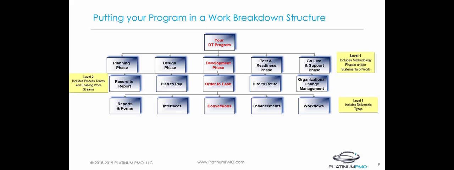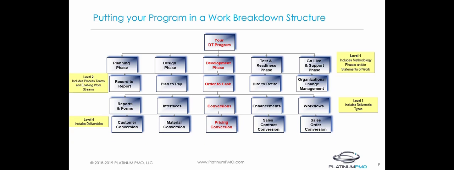Our level 3 of our work breakdown structure represents what it is we're actually going to deliver in our digital transformation. It represents the types of physical deliverables you are going to deliver within that phase of the program within that project team. Level 4 traditionally represents the actual deliverables you are going to deliver within the scope of that project team. For example, at level 3, we determined that we needed a deliverable type called conversions, which will be needed by a level 2 project called order to cash that has been associated to a level 1 methodology called development phase.